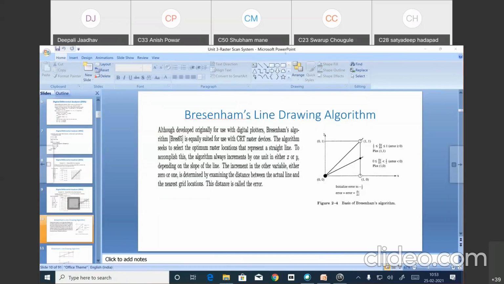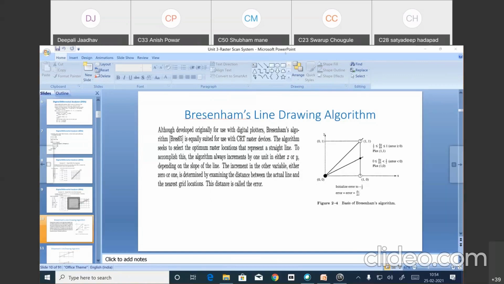Once we draw a straight line, the second goal is that its brightness should be constant. If the pixels are selected one by one and the line is straight, then the brightness is always constant. If the pixels are not selected properly and the line is not straight, then the brightness changes at every pixel. So to keep constant brightness, the line should be straight. And that is Bresenham's line drawing algorithm.